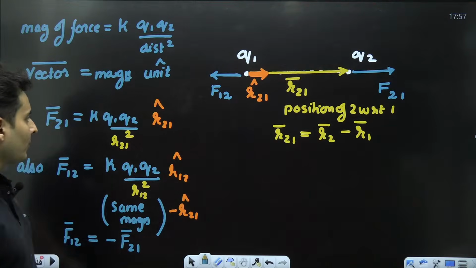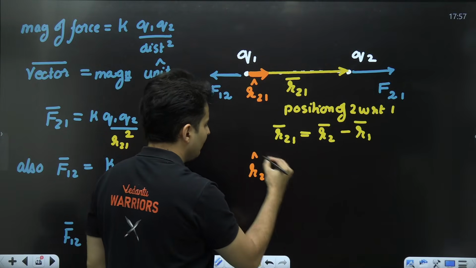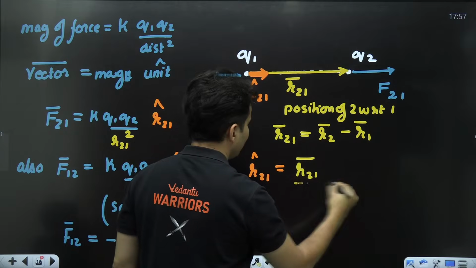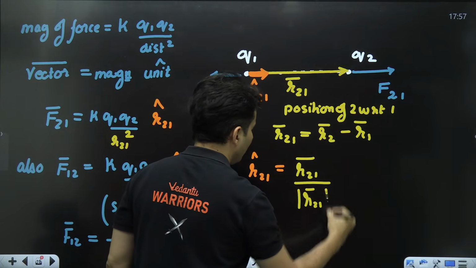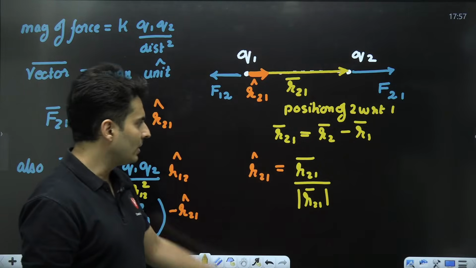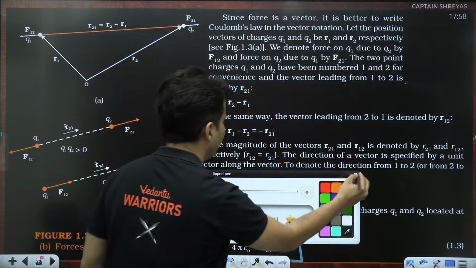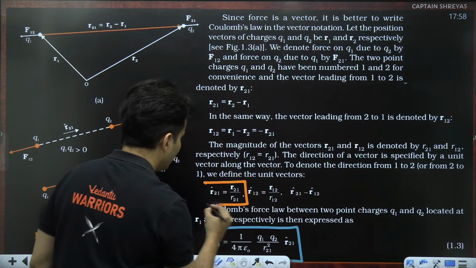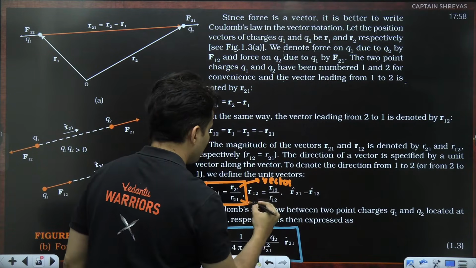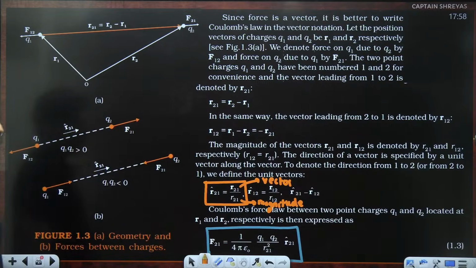And if you are wondering how do I find R21 cap, basically any unit vector can be found using this definition. Any vector cap is the vector itself divided by its magnitude. A hat is A bar by A magnitude. V hat is V bar by V magnitude. That's how you find any unit vector. That is what has been mentioned right over here. R21 cap is the R21 vector divided by the magnitude. So this is basically the vector, and this is basically the magnitude. Keep this in mind.